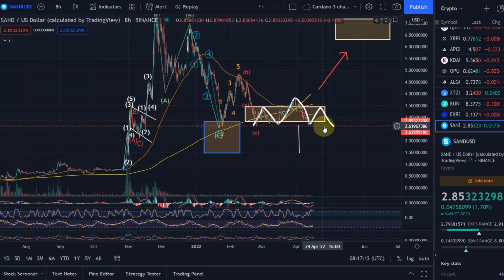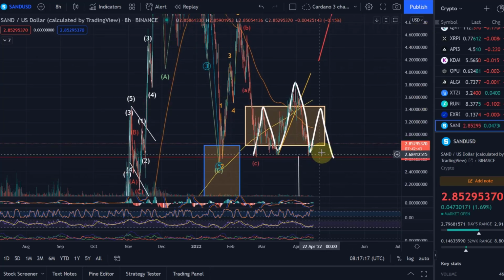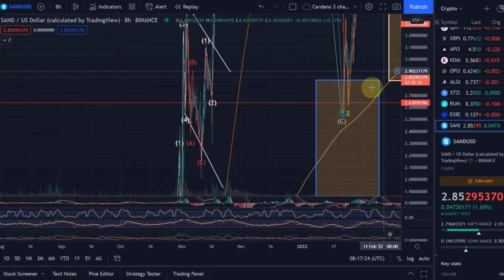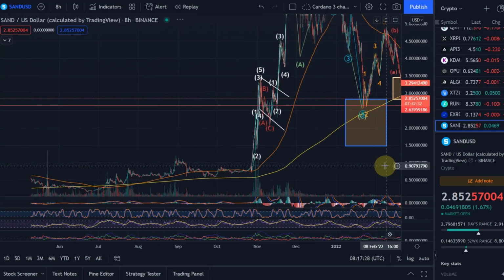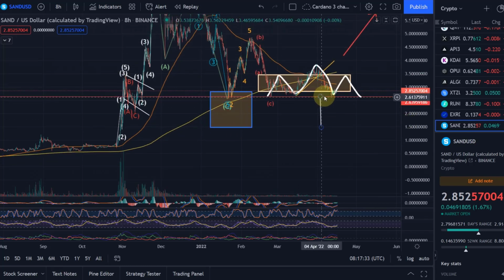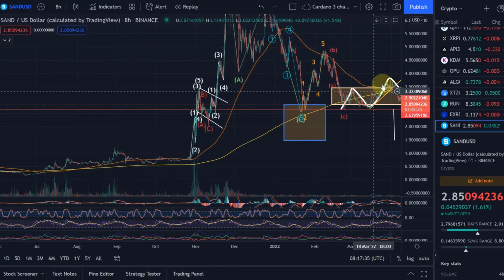So that 263, 264 level is like a magical level. Even if you break that, you've got one last chance. That would be here, 255. That is the wave C low that I've got highlighted here. 255. If you lose it, that's it. And I think then we possibly get down to that 150 level.